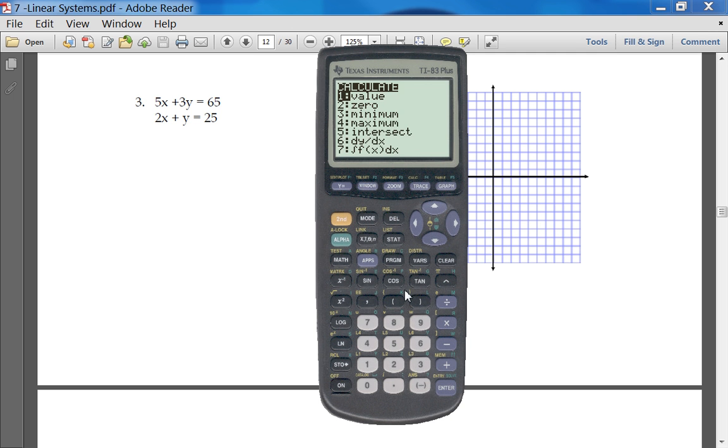Second trace, 5. Enter, enter, enter. So that's the answer, 10, 5. 10, 5, that's the answer.